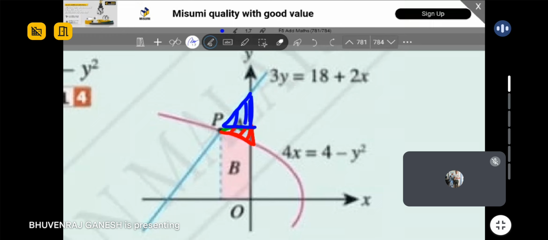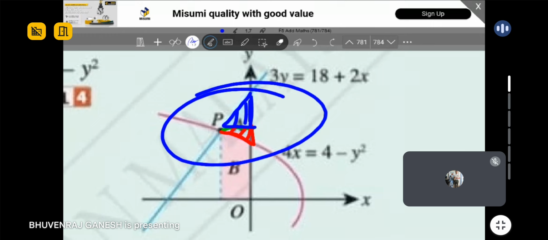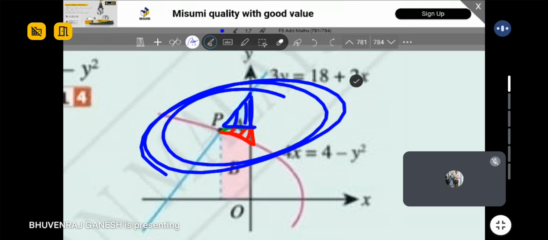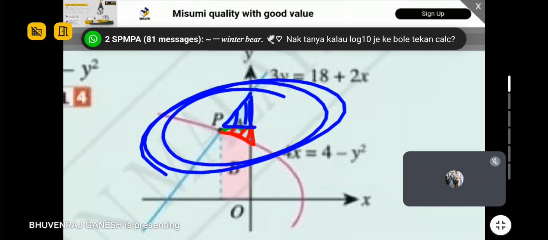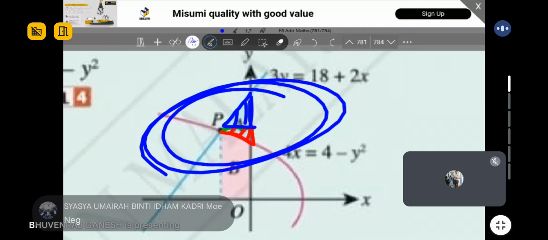Okay, one more thing that you all must know. These areas you get, right? Is it positive or negative value? Can you all answer me this? This one very important question. Adakah luas ni positif atau negatif? Okay, how you know it's negative? What is the concept you are using here?